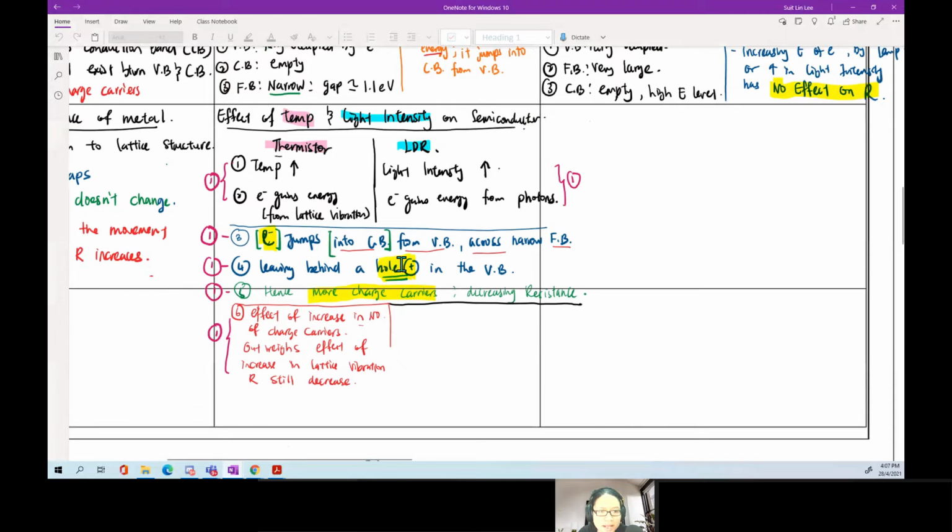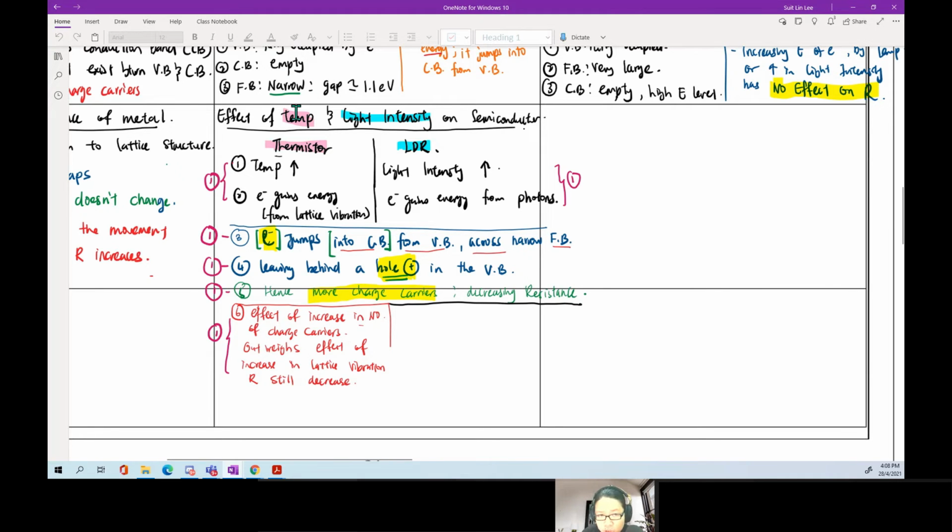Mention the hole. And then now we have electrons, and then we have holes. So we have many charge carriers now. If we have more charge carriers, then the resistance is less. Because there are more particles to help you carry charge. Hence, the thermistor or the LDR, light dependent resistor, is more able to carry current for you.